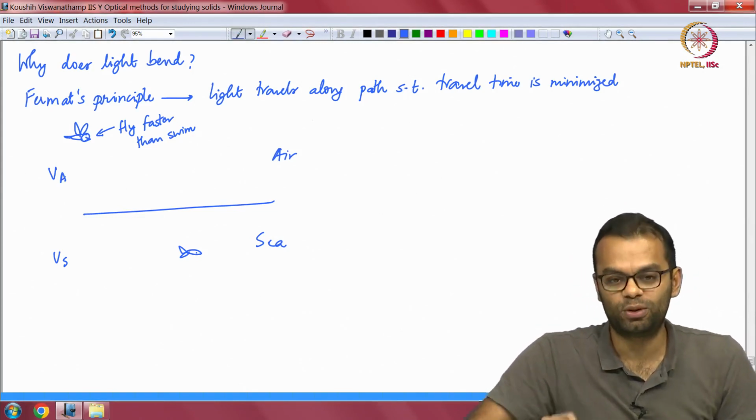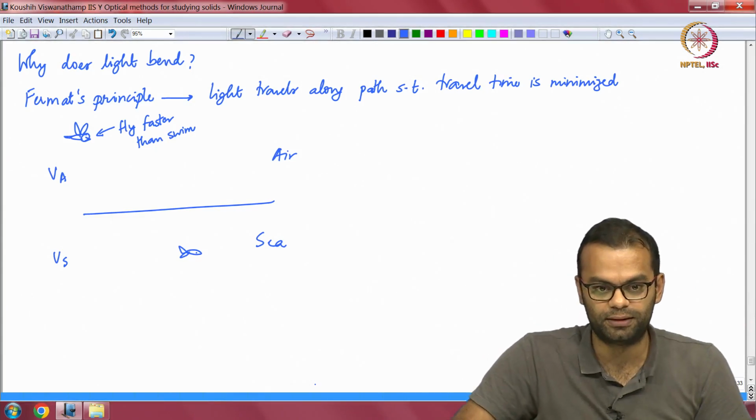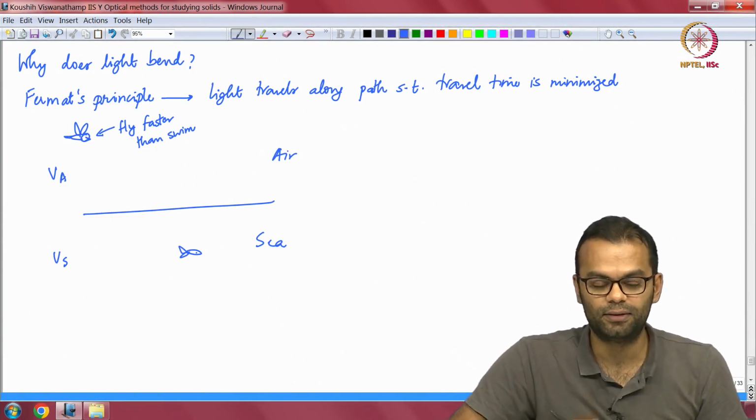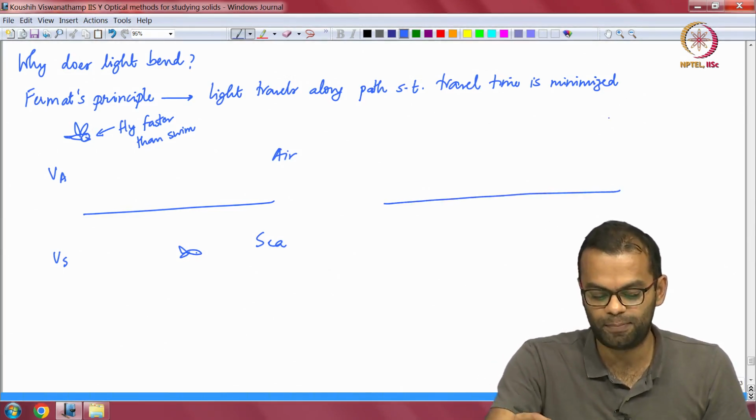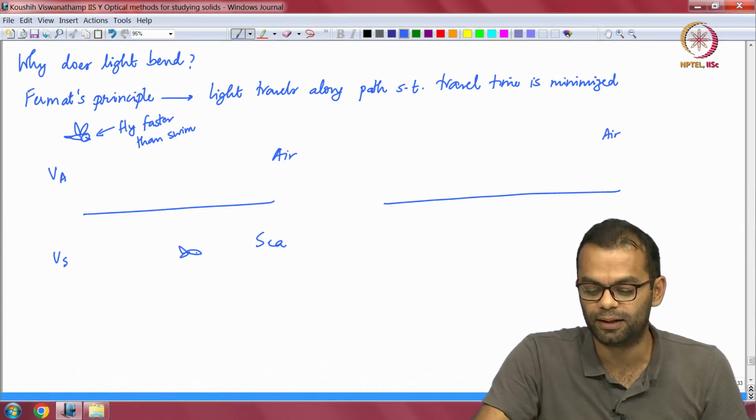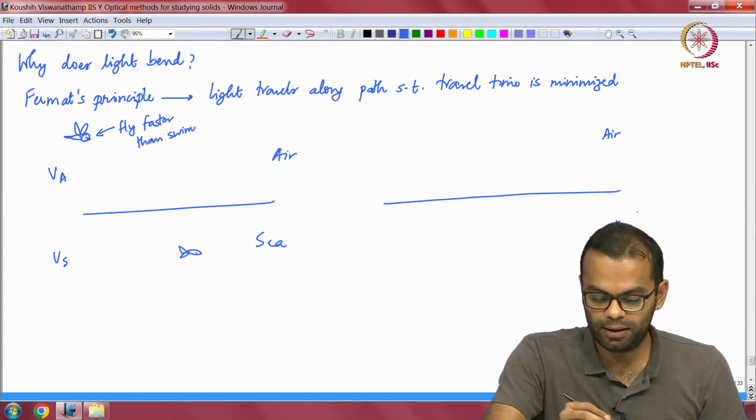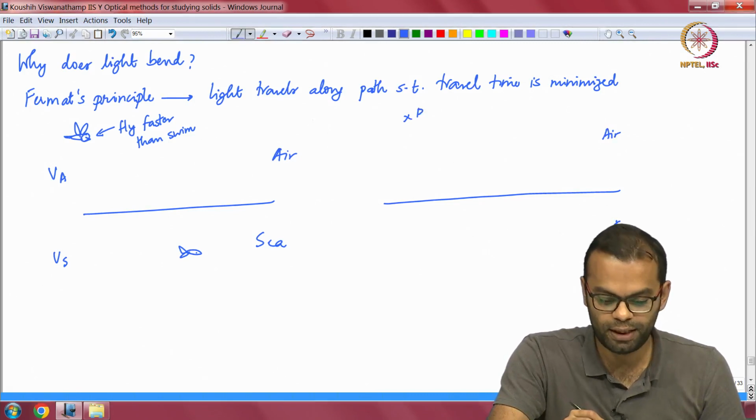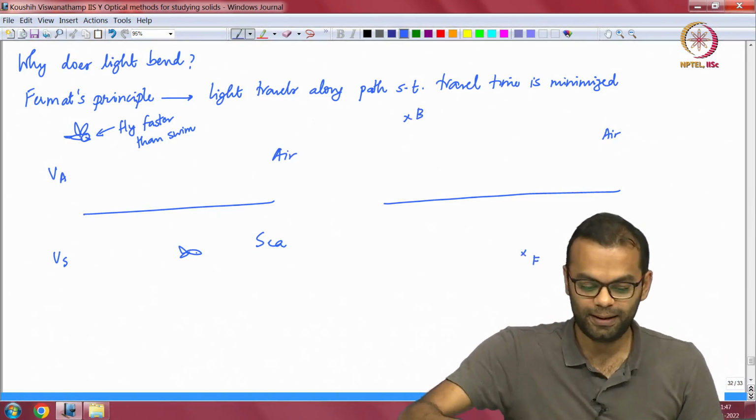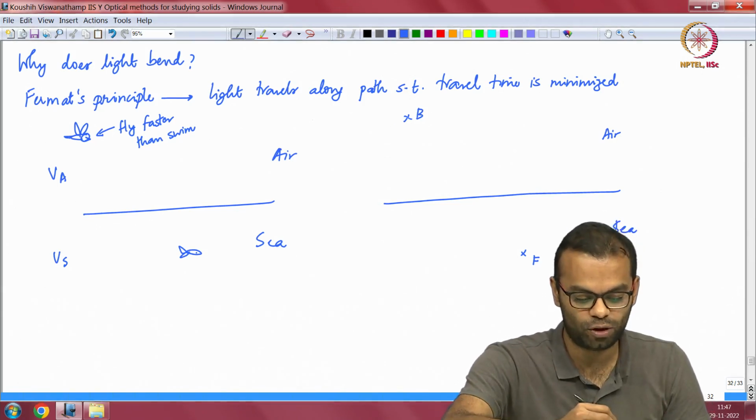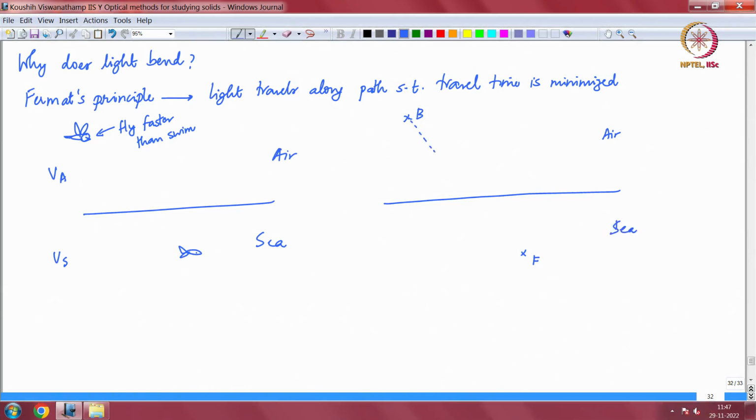Now there are a few strategies you can think of. If the bird is extremely hungry and it wants to eat the fish in the shortest amount of time, it wants to minimize its travel time, it can do a few things. The simplest, perhaps the most naive thing the bird can do, let us just call it point B and point F, B for bird and F for fish, I suppose. The most obvious thing is, okay, it goes straight over here.